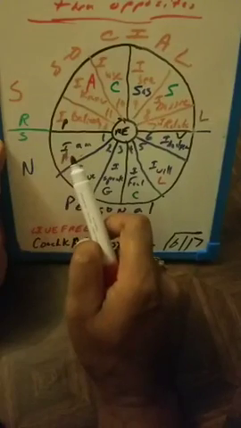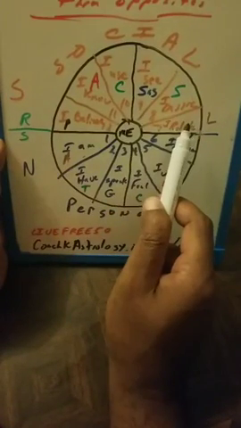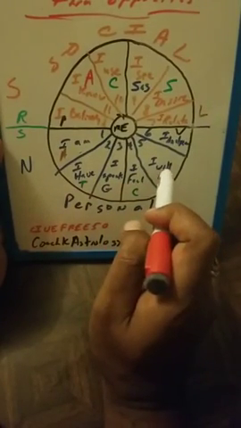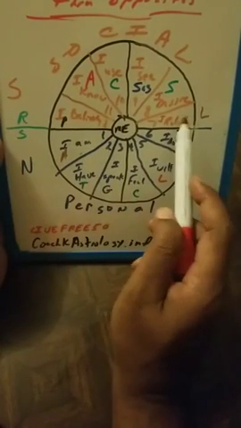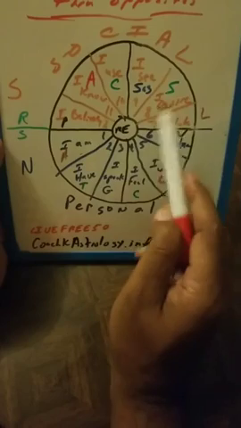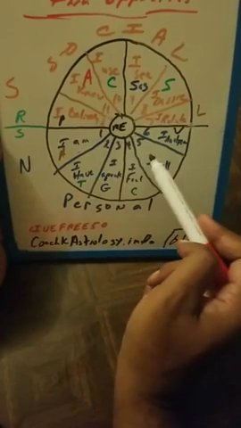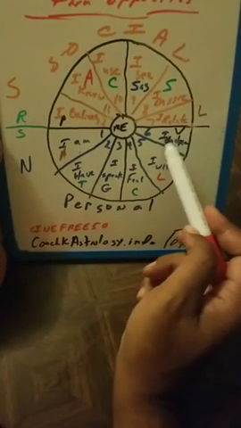If you are an Aries, your shadow sign is Libra. If you're a Taurus, your shadow sign is Scorpio. If you're a Gemini, your shadow is Sagittarius. The shadow of Cancer is Capricorn. The shadow of Leo is Aquarius. And the shadow of Virgo is Pisces. And vice versa. If you're a Libra, your shadow is Aries. If you're a Scorpio, your shadow is Taurus. If you're a Sagittarius, your shadow is Gemini. And if you are a Capricorn, your shadow is Cancer. If you are an Aquarius, your shadow is Leo. And if you are a Pisces, your shadow is Virgo.